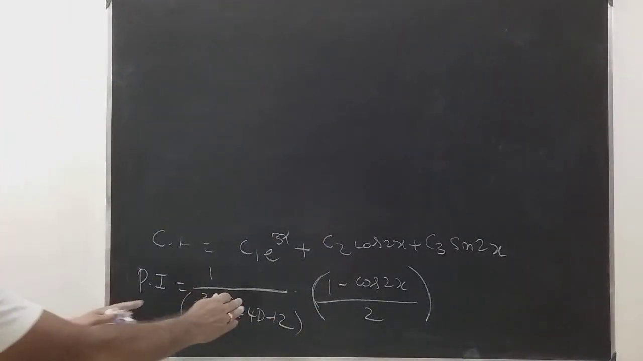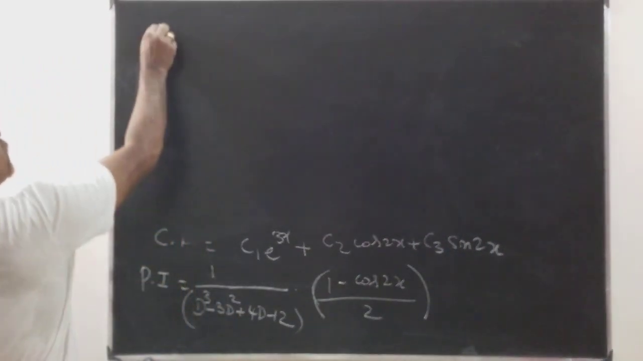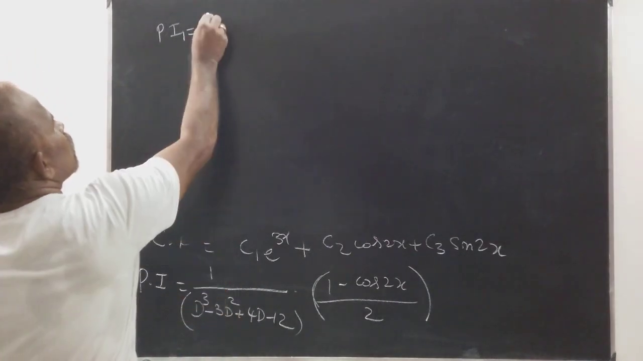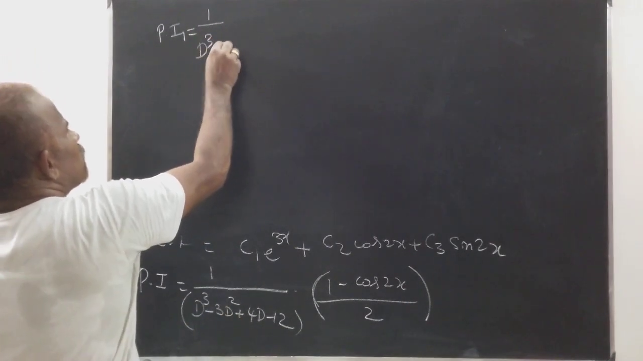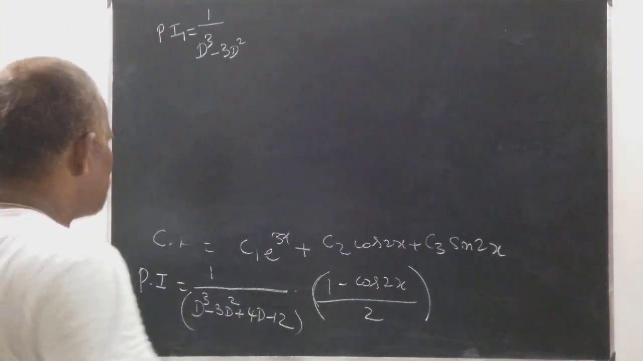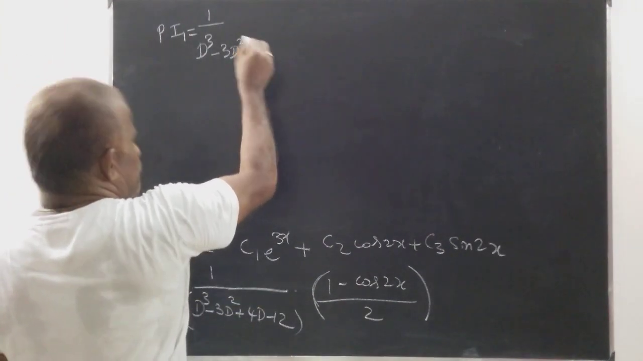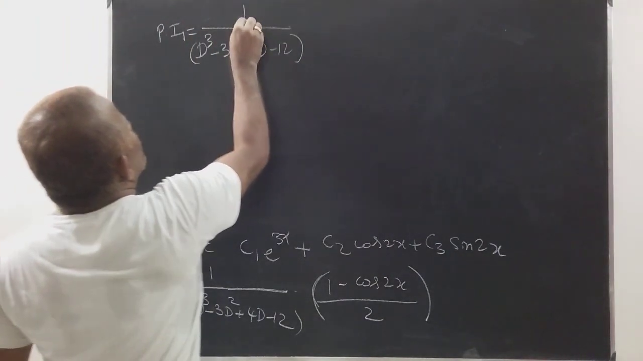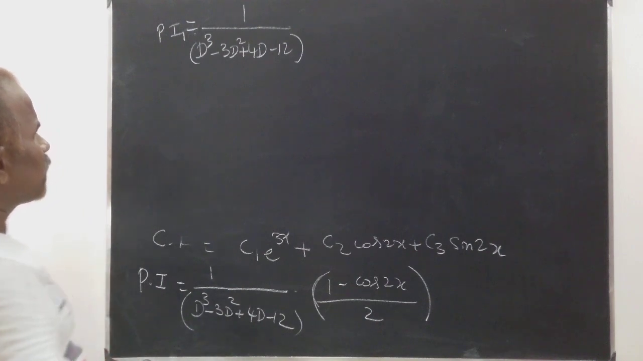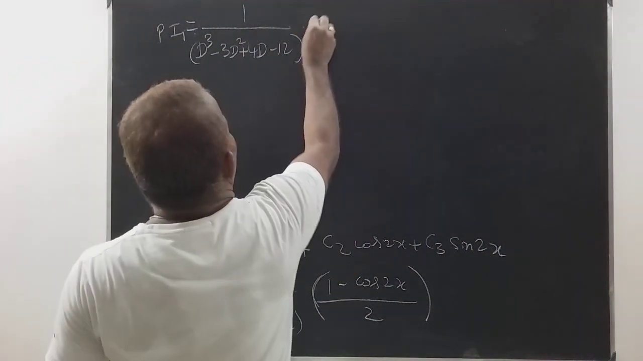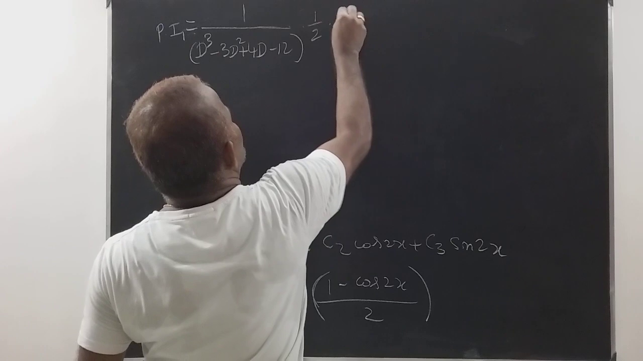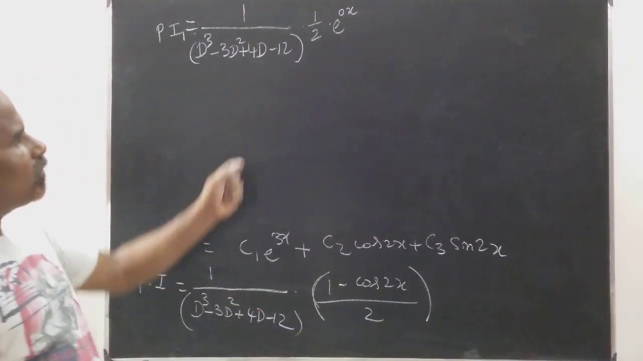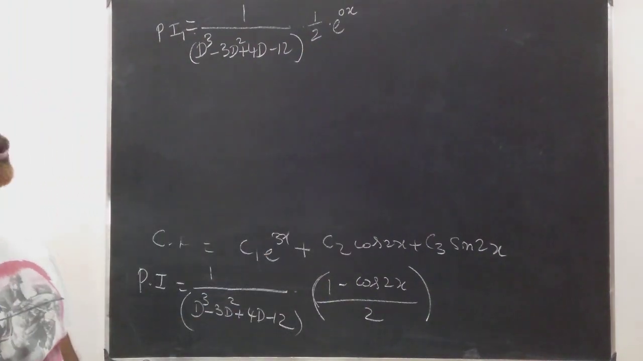Okay. Now I can split this into two particular integrals. Particular integral 1 is equal to 1 by D cubed minus 3D squared plus 4D minus 12, into 1 by 2. 1 by 2 is e power 0x. Wherever a constant comes, you have to multiply with e power 0x.